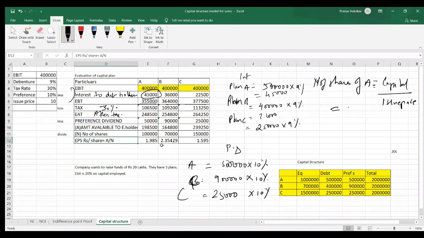Which is the better one? कौन सा है इसमें? Which is the better one for an investor? Shareholder के लिए better कौन सा? बोलो, एक इन्वेस्टर के लिए कौन सा बेटर है? बी, प्लान बी बेटर है. वाई? प्लान बी क्यों बेटर है?